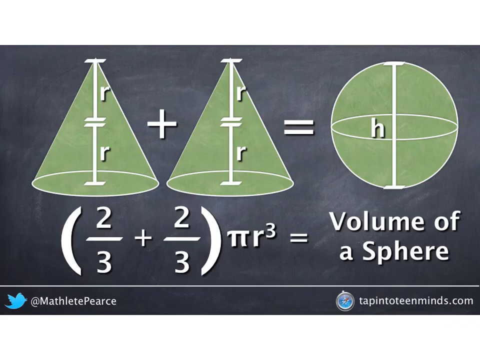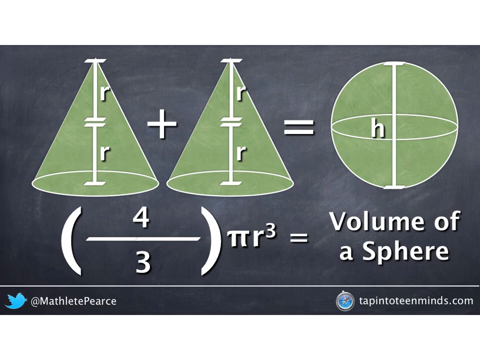So let's look at what that could look like. Aha, there it is. 2/3 plus 2/3 times pi r cubed. That is the volume of a sphere. Oh, but wait a minute. 2/3 plus 2/3, I can simplify that further, can't I? Absolutely. Because if I have 2/3 plus 2 more thirds, it's the same as saying 2 plus 2 as thirds, which is good. So if I add those together, I'm going to have 4/3, and there we have it.